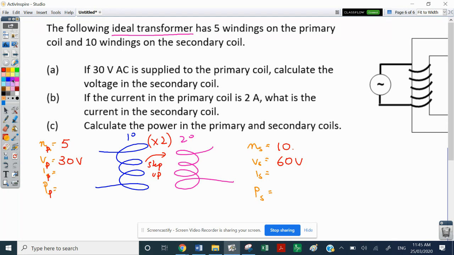We've been given a third piece of information. The third piece of information is that 2 amps is in the secondary coil. So that's 2 amps there. Can we work out the rest of the values? If you just want to pause and have a go and then come back.